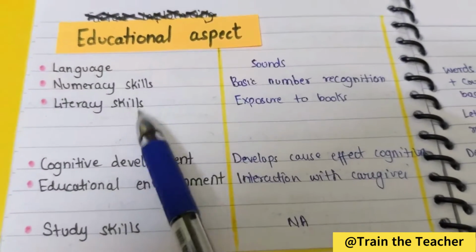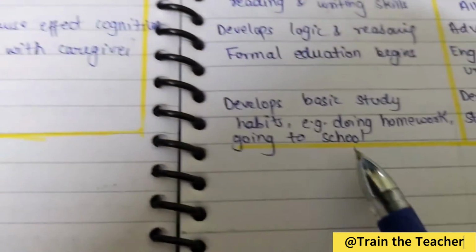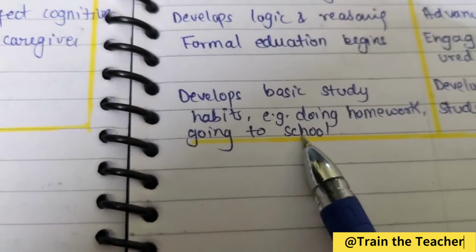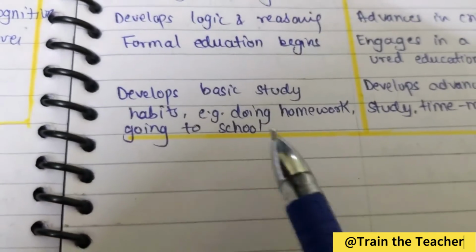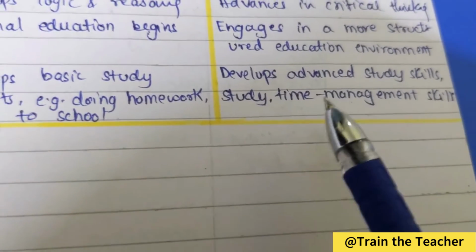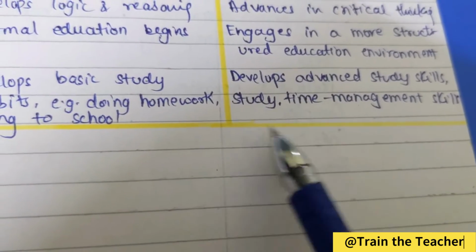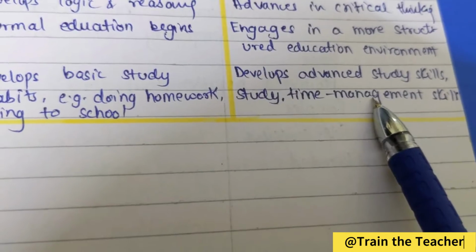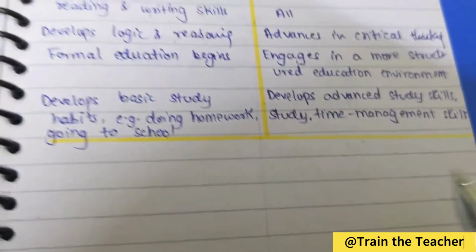They don't study, they're just exposed to books. Literary skills, not study. During childhood, they develop basic study habits like doing homework, going to school. And in adolescence, it becomes advanced, with tuitions, homework, time management skills, preparing for exams, etc.